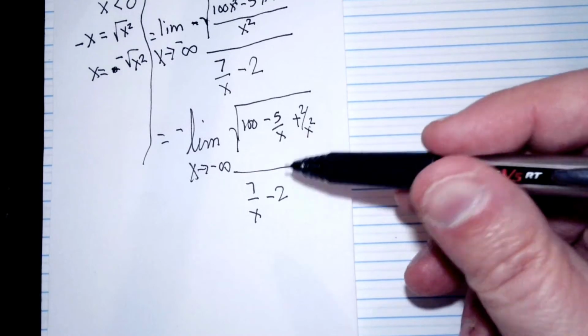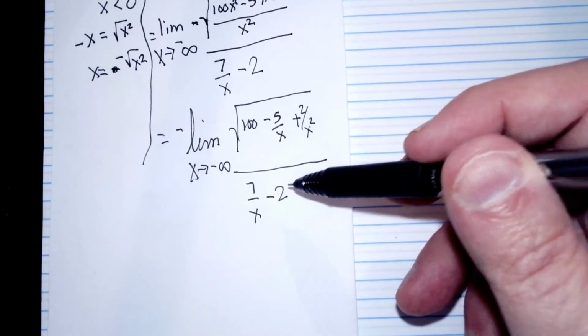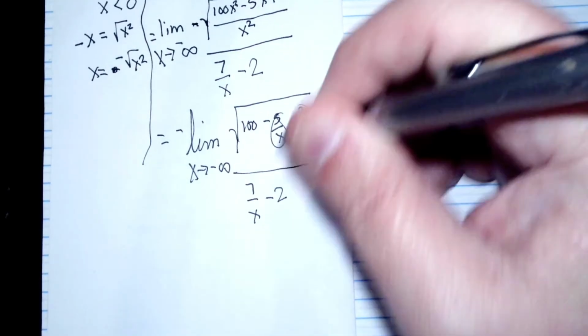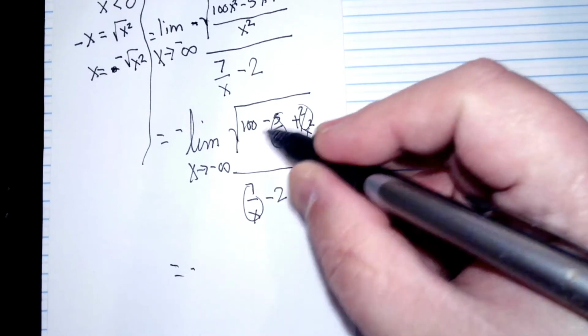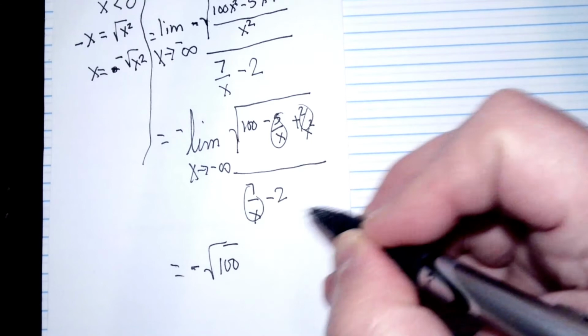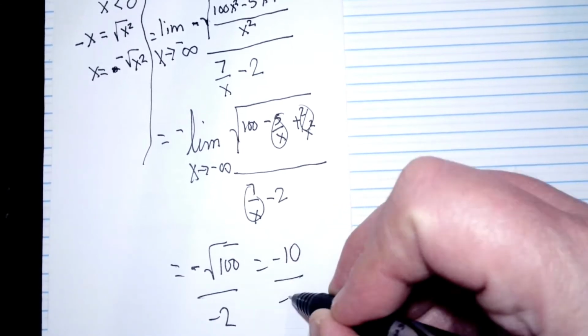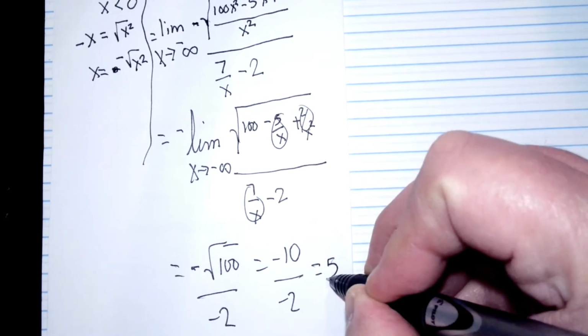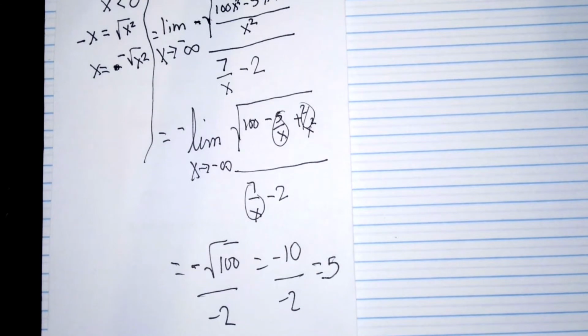So at this point, every term that consists of a constant over a power of x tends to 0. And so we're left with negative square root of 100 over minus 2, that's negative 10 over minus 2, which is 5. So this answer is different from the limit as x tends to positive infinity.